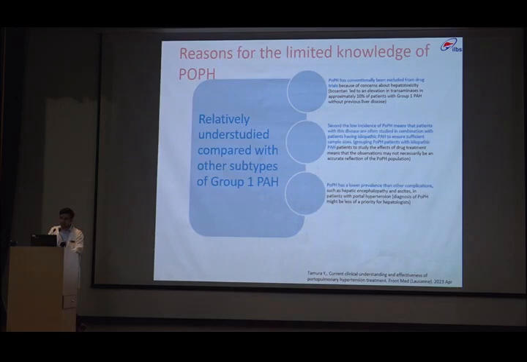What are the reasons for limited knowledge of POPH? It is relatively understudied compared with the other subtypes of group 1 PH. POPH was conventionally excluded from drug trials because of concern about hepatotoxicity. Secondly, the low incidence of POPH means that patients with this disease are often studied in combination with other groups, such as idiopathic PAH, to ensure sufficient sample sizes. POPH also has lower prevalence than other complications such as hepatic encephalopathy and ascites in patients with portal hypertension, so diagnosis of POPH might be less of a priority for hepatologists.